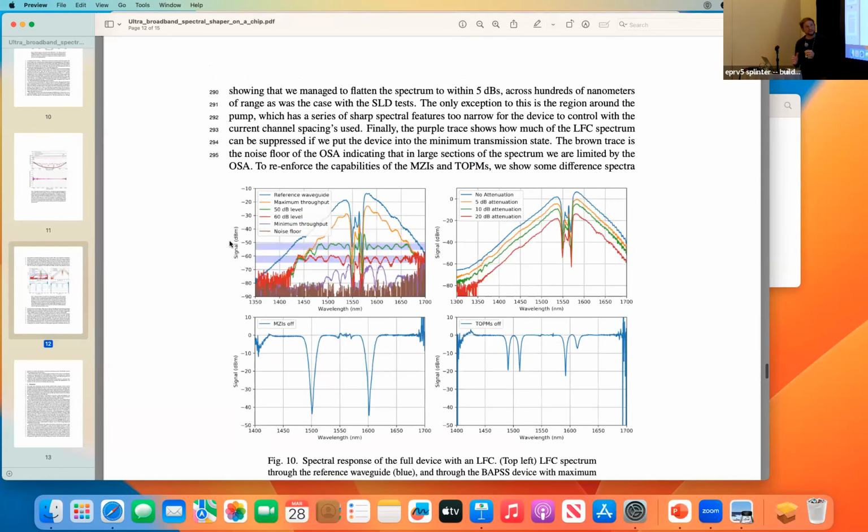So the key here is we don't have the pixel resolution that the Menlo flatteners do. So you see the Menlo flatteners have a perfectly flat spectrum. We have probably better dynamic range.